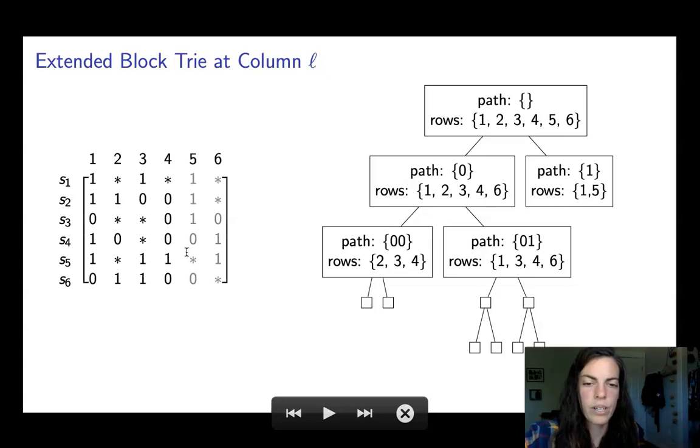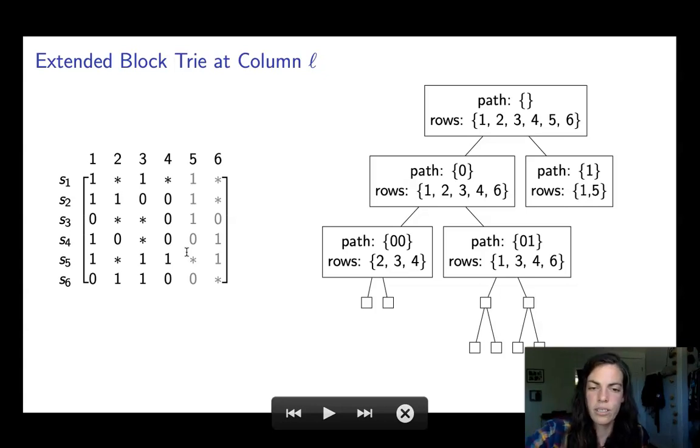One thing to observe is that as we move from parent to child, the child's row label is always a proper subset of the parent's. For example, node 0, 0 has rows 2, 3, and 4, which is a proper subset of its parent, path 0. Because each block must be supported by at least 2 rows, and we must lose at least 1 row each time we move down the trie, we know that the maximal depth of the trie is k minus 2, which helps us derive the bound we saw earlier.